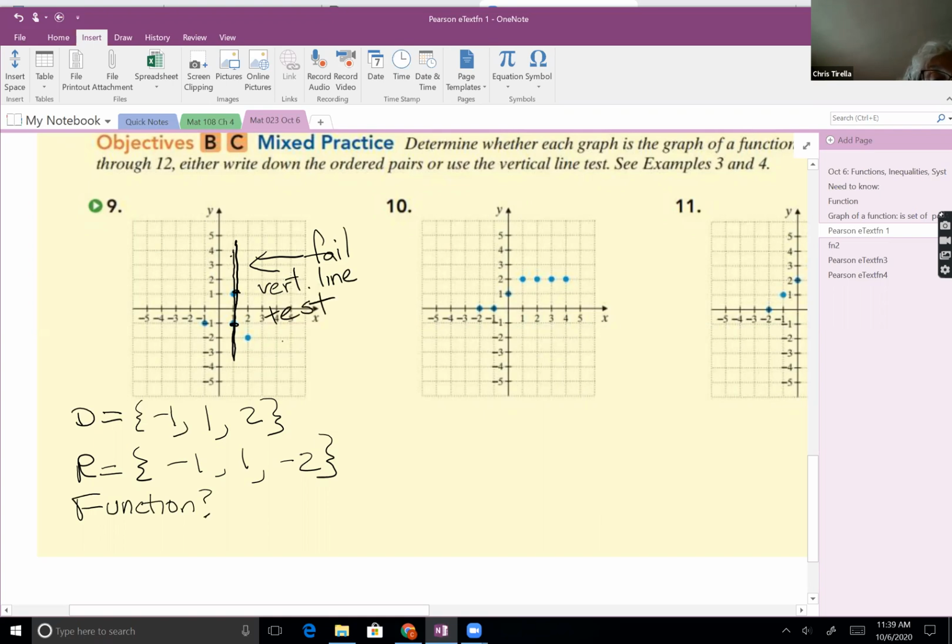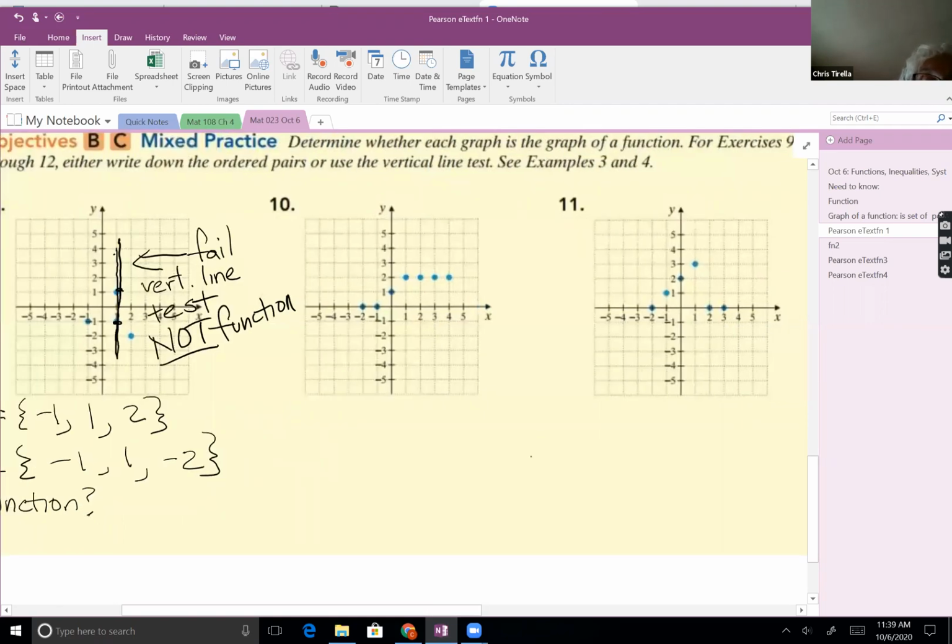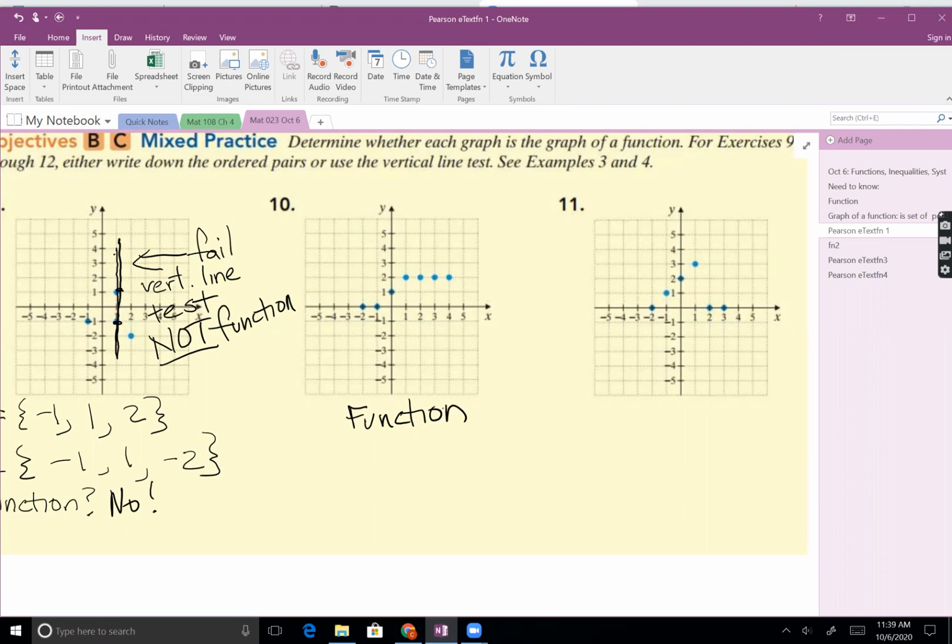So this one's not a function. If I look at question number 10, that one was a no, not a function. Is there any place where I could draw a vertical line and have it touch more than one point? No. So this one is a function. It passes that test.